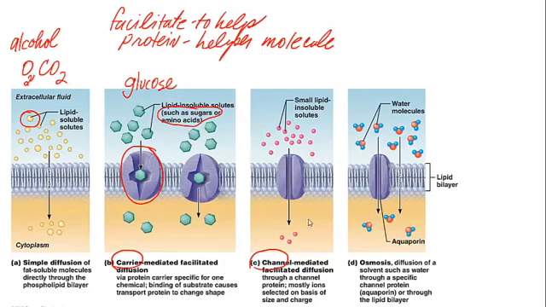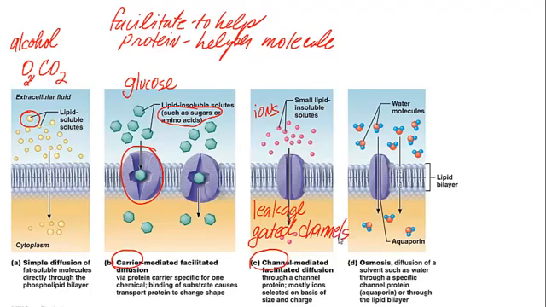The next example is channel-mediated facilitated diffusion, and a common example of this occurring would be the movement of ions through different channels. In this case, we can have either leakage channels, ones that are always going to be open and allow ions or water to move across the concentration gradient, or we could have gated channels. Gated channels would be ones that are open or closed based on other electrical impulses.